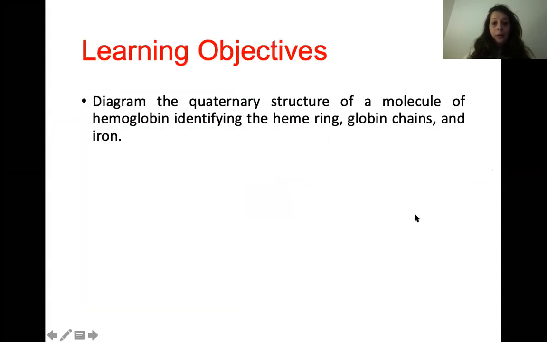And our learning objectives are going to be simple. We're going to diagram the quaternary structure of a molecule of the hemoglobin and identify the heme ring, the globin chains, and the iron. So let's start.